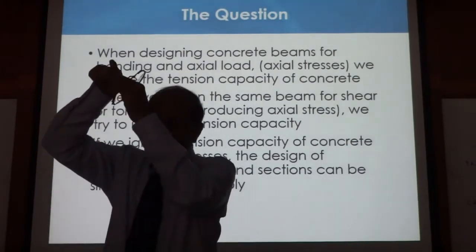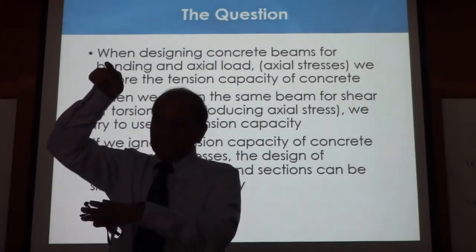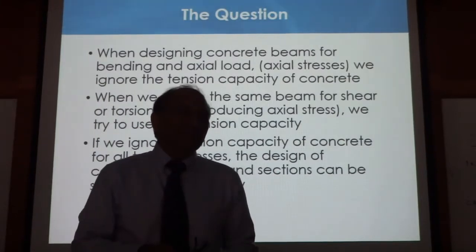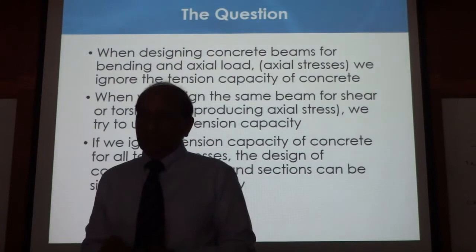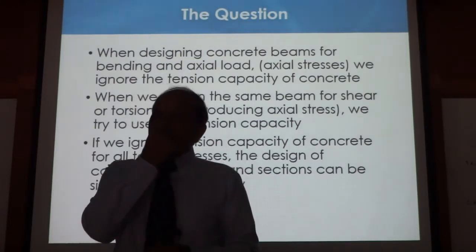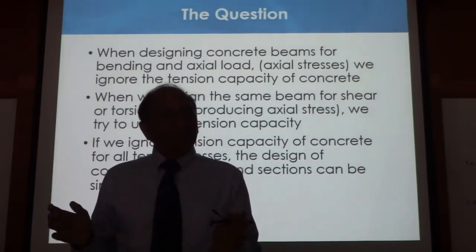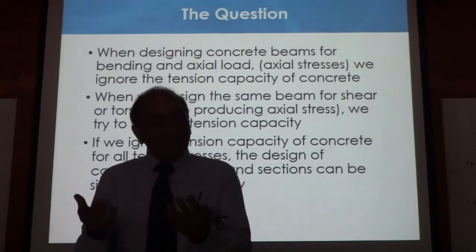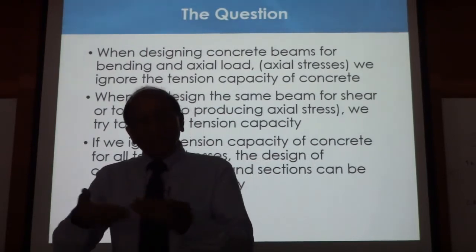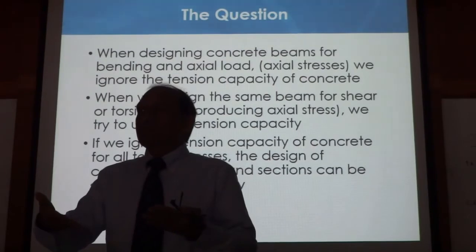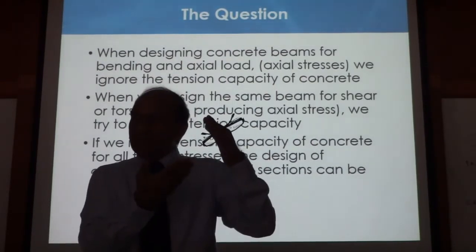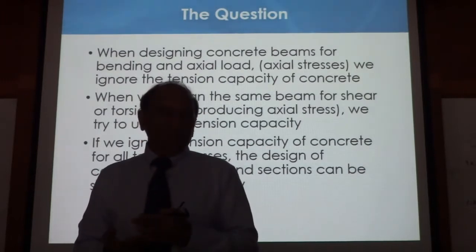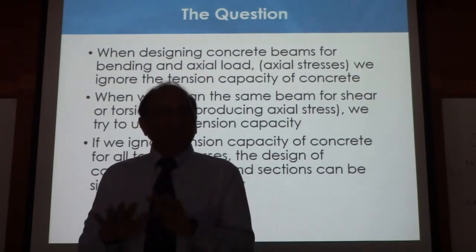So all the concrete below the neutral axis is neglected. But when we design for shear, we take the small tension capacity and try to calculate the concrete shear capacity, correct? And we were saying that this is not logical, because in the same beam, one stress for bending, we say concrete cannot take tension. Another stress for shear, which is also tension, we say it can take tension.